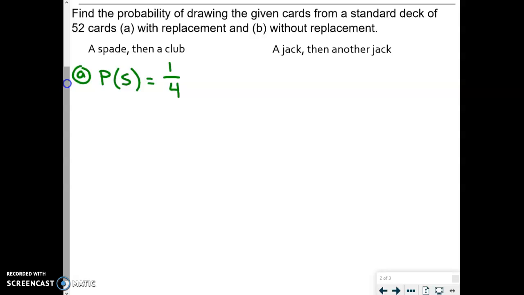We put that back in, and then we draw out a club. And again, that would also be 1/4. The reason, there's no overlap. There's no correlation. We put the card back in and we drew from the original 52 again. So in this case, the probability of drawing a spade and a club would be equal to 1/16.